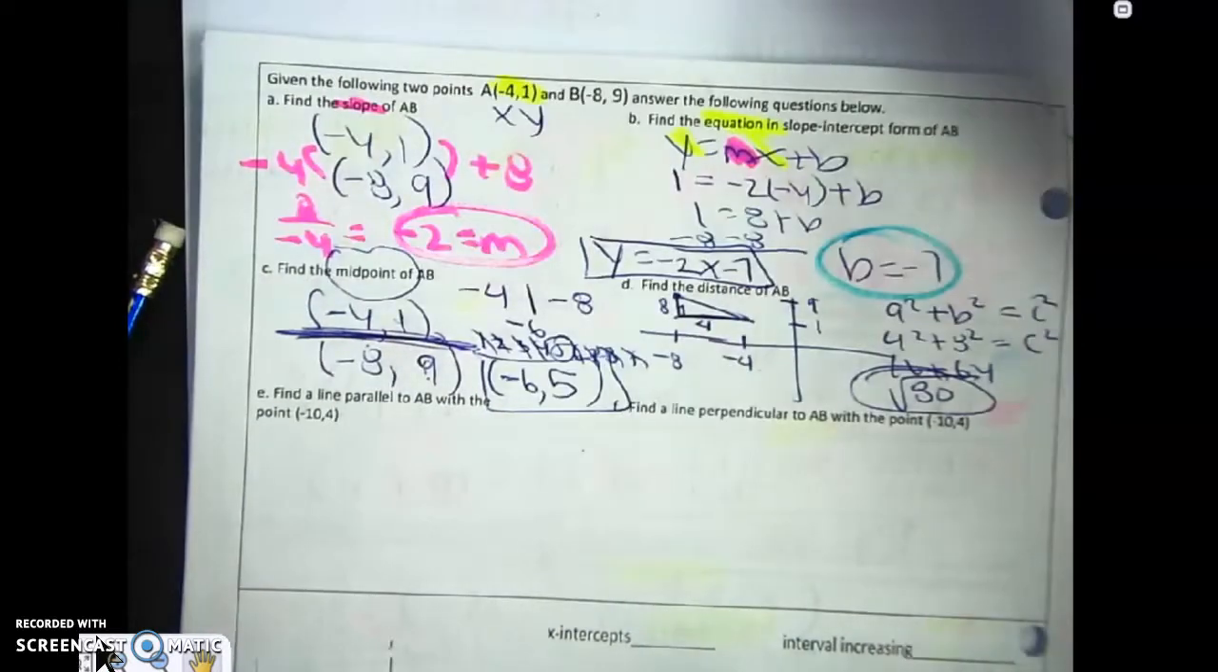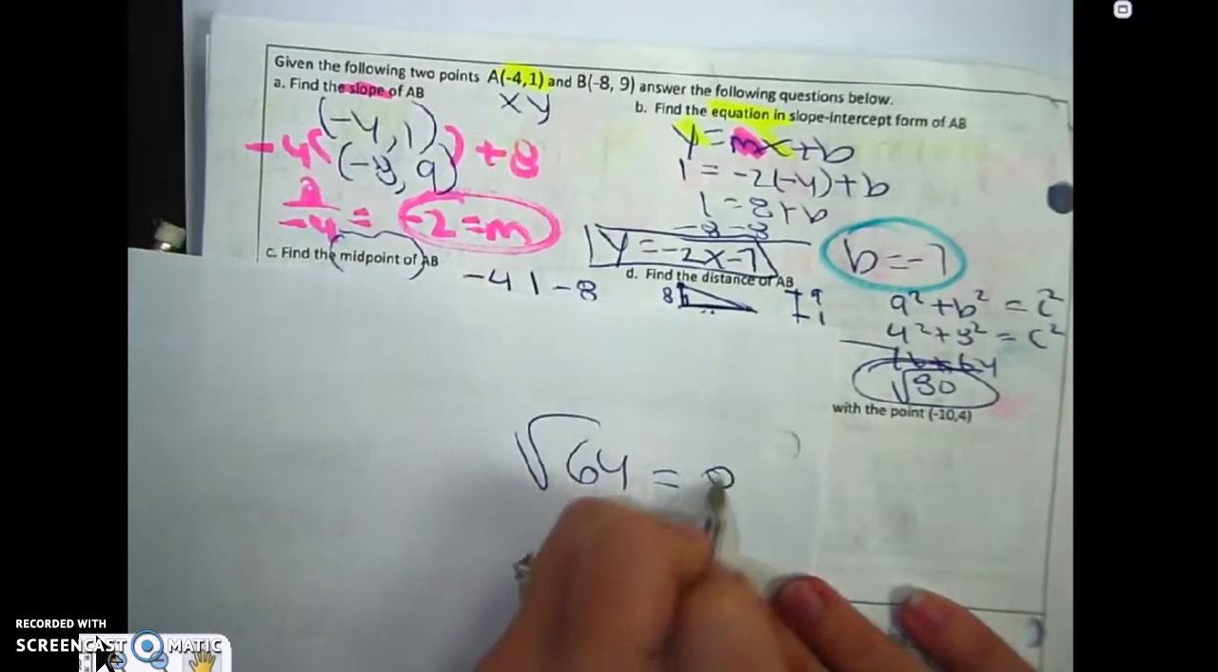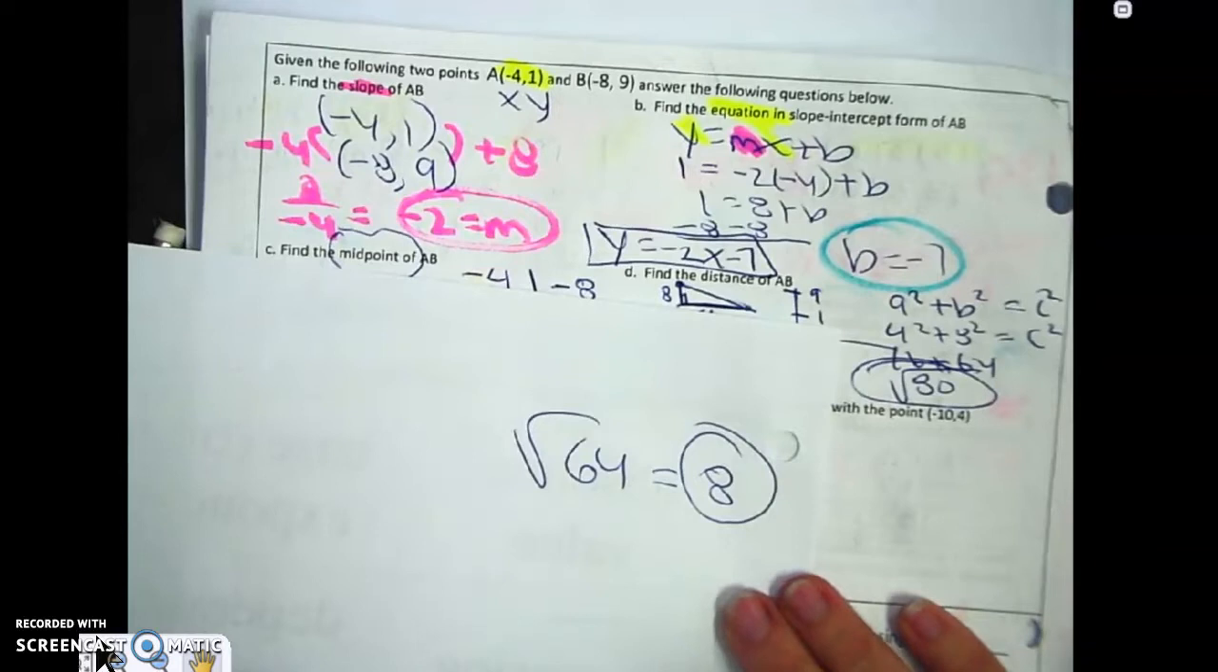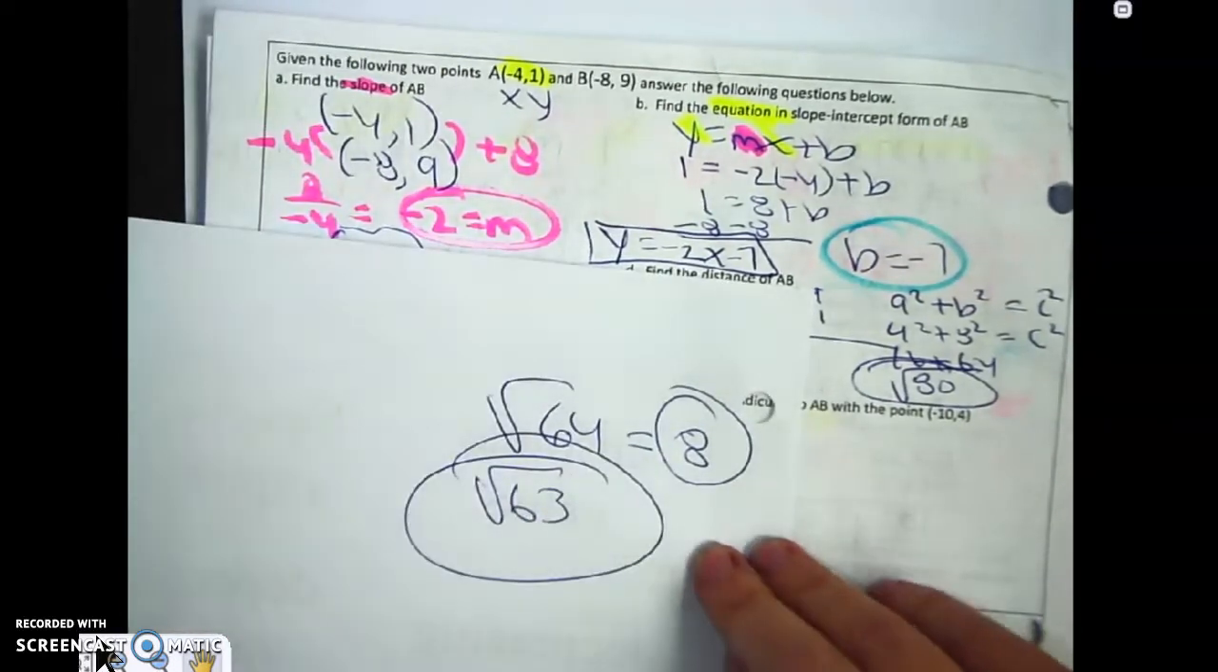Now, if it was the square root of 64, you can't tell me that. You have to tell me 8. Okay? If you get square root of 63, you can't simplify that, so square root of 63 is good.